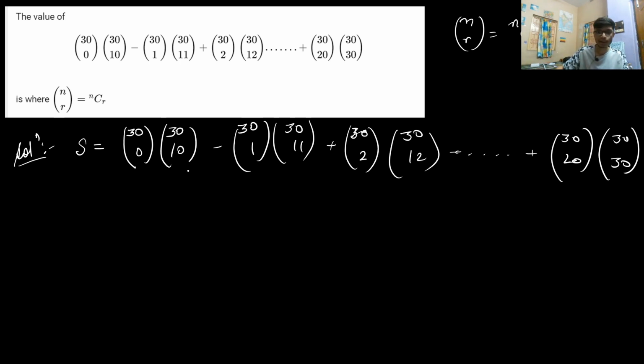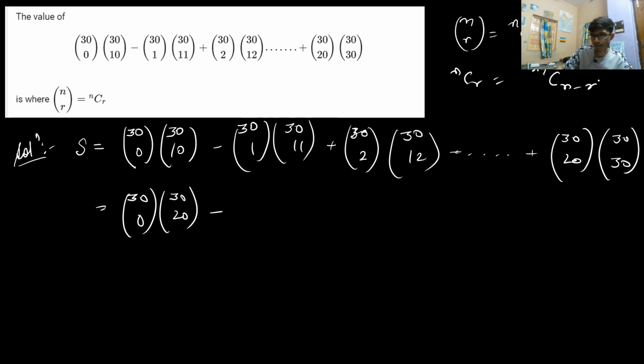So how will we approach this series? Let us try to understand what these terms are generating. If you see the denominator part, I can also write this as 30C0 into 30C20, because we know the property that nCr is also equal to nC(n minus r). So similarly, we can also write the next term as 30C1 into 30C19.